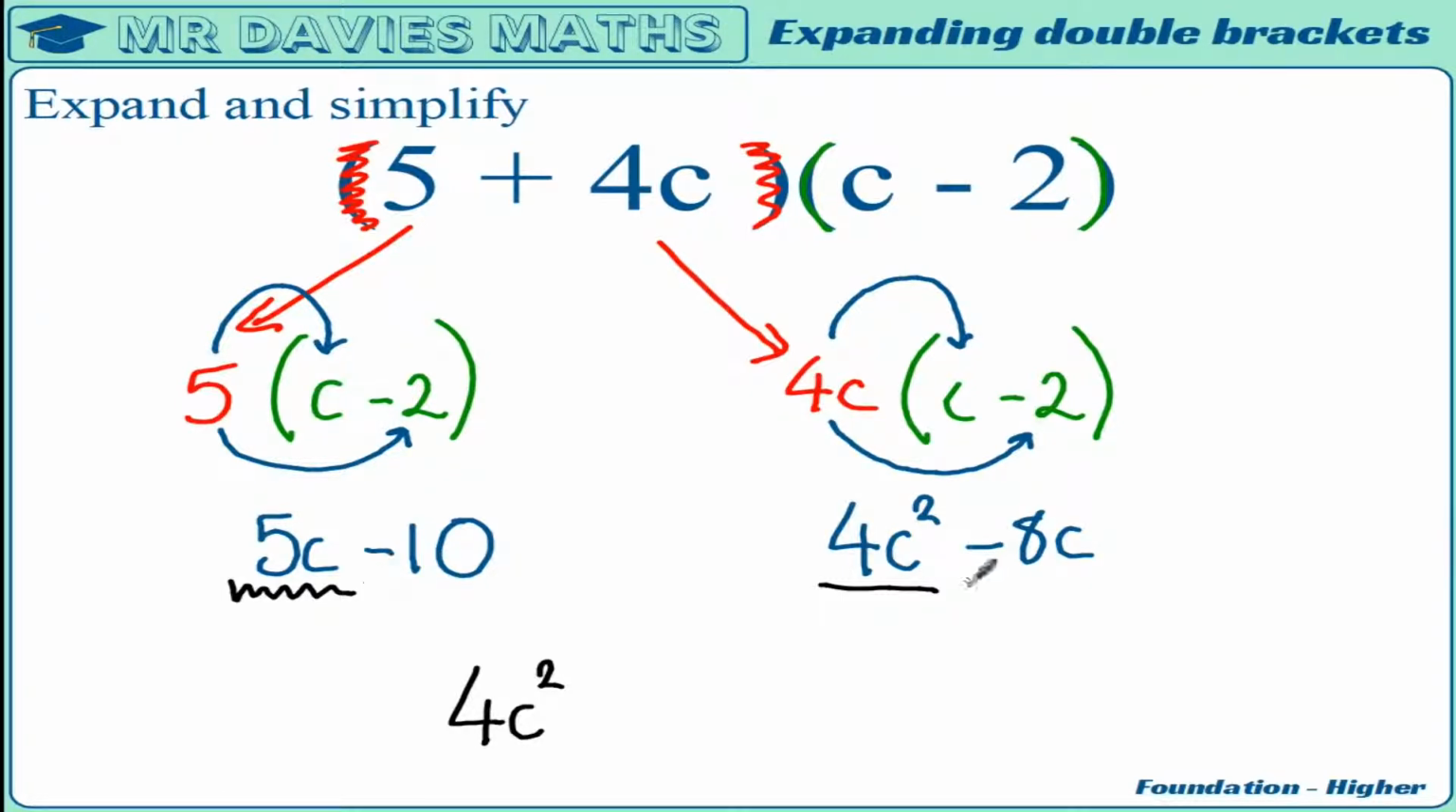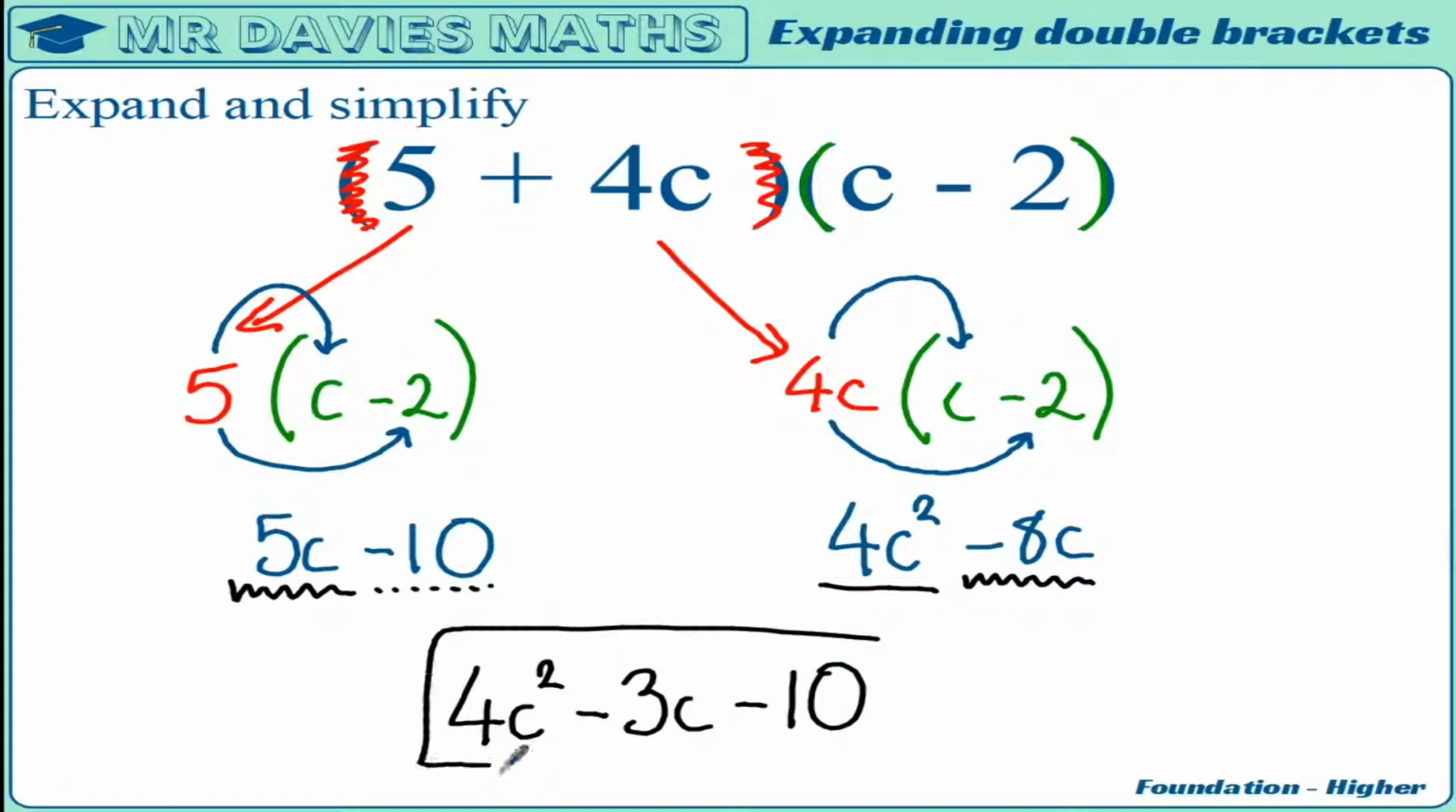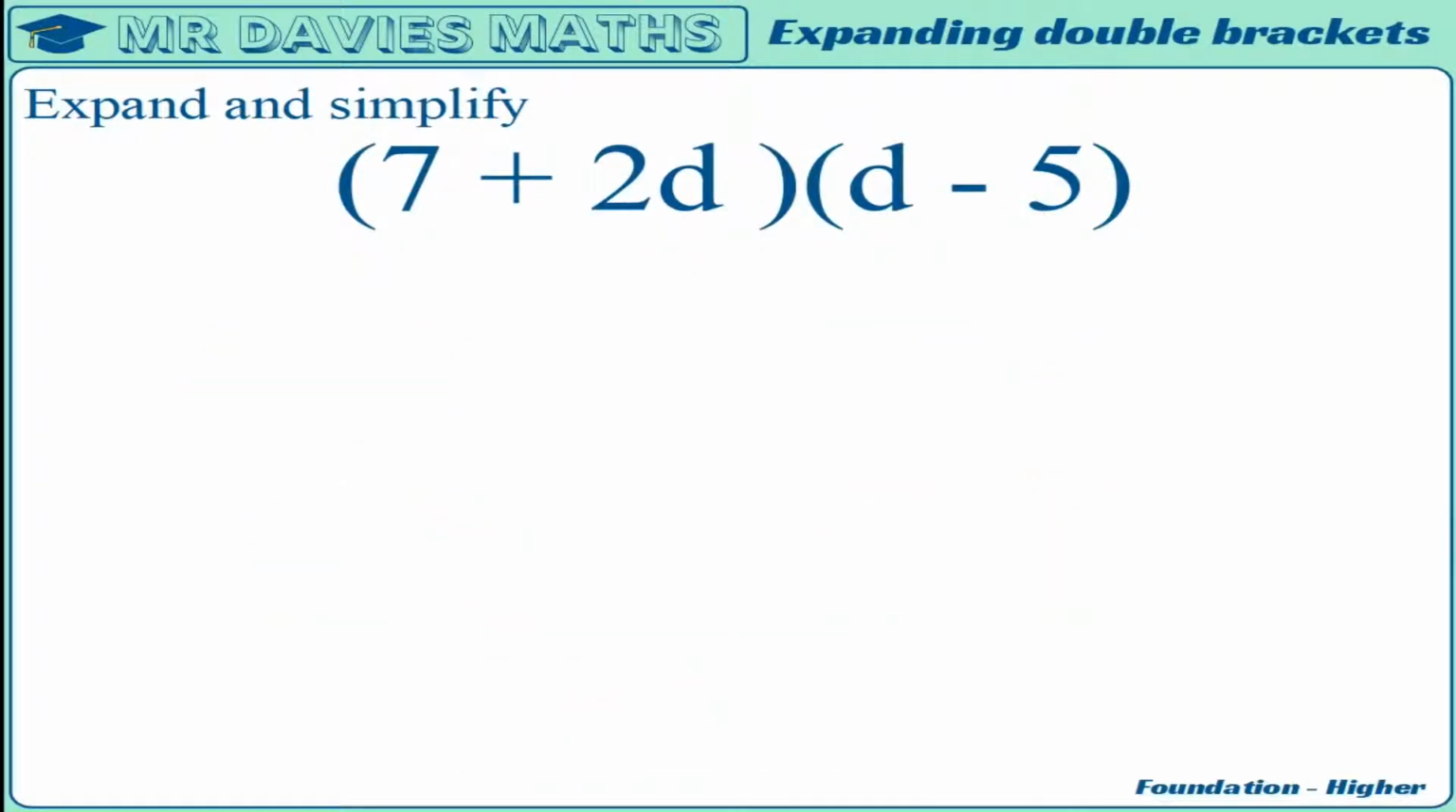But then I've also got a minus 8c's. So if I was at positive 5 on the number line and I went backwards 8 spaces, I'd actually end up at negative 3c. And then we've got this number over here this time, but it's also part of our answer. And there is my answer. Okay, right, let's try that again.